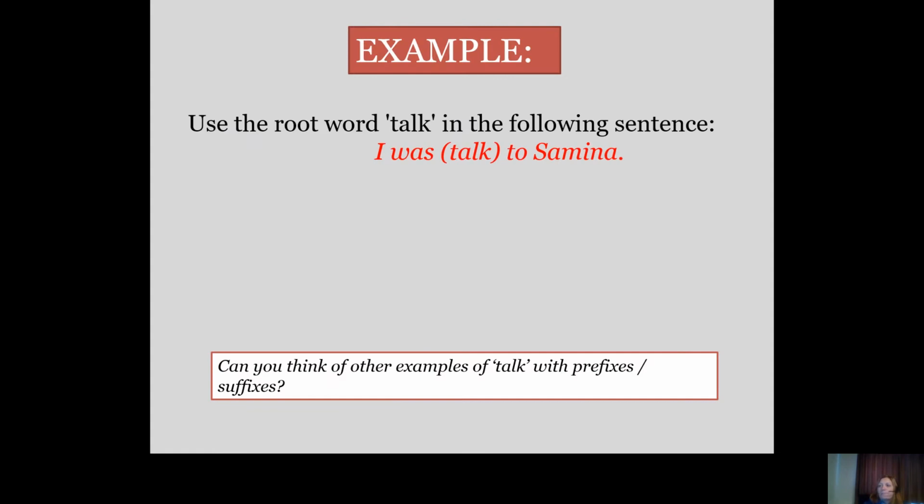For example, we use the word talk in the following sentence. I was talk to Samina. What would you do with talk? Because does that make sense? And this is one of the first things we do with children. I was talk to Samina. It comes back again to the importance of being exposed to vocabulary, people talking around you, because actually, even if you can't write it, most children will know I was talk to Samina doesn't work. What's missing? And they'll be able to do it using sound and talking first.